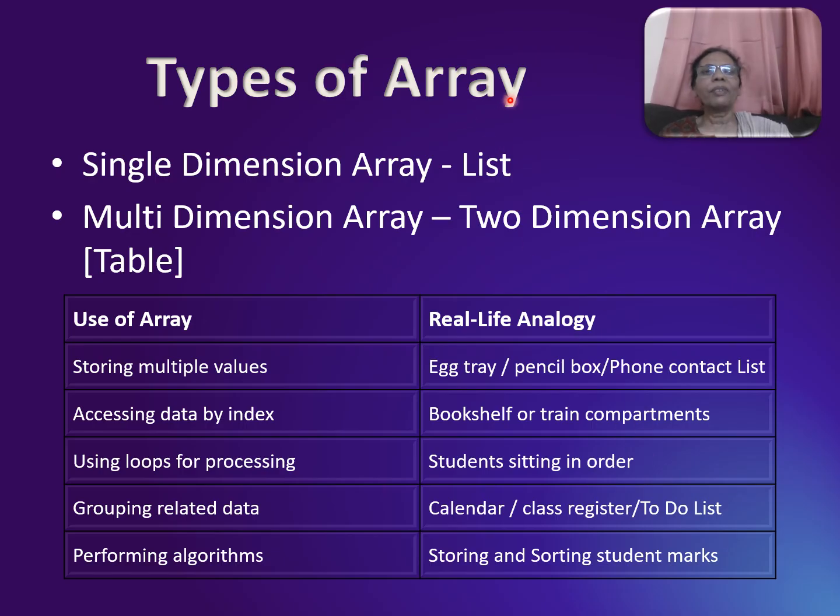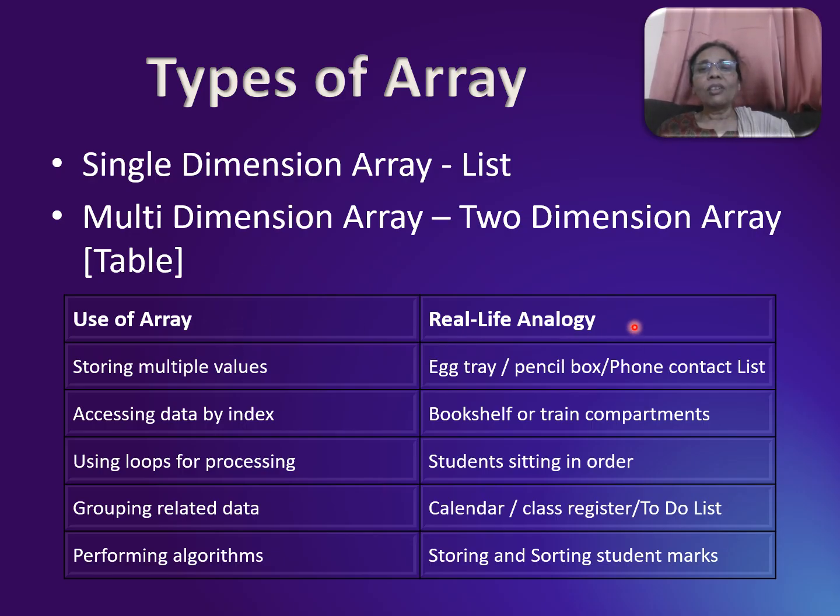What are the types of arrays? If you classify arrays, there are two broad categories. One is the single dimension array, that is a list. Another one is the multi-dimension array, that is a two-dimension array or table. So a multi-dimension array is stored in tabular format. A single dimension array is stored in list format.